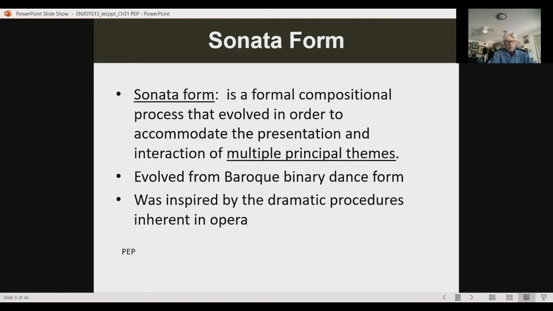So sonata form is a formal compositional process that evolved in order to accommodate the presentation and interaction of multiple principal themes. This is kind of an unusual form because it has 2 distinct themes, and that's the premise of the whole piece. It evolved from the Baroque binary dance form, and I'm going to look at that here. And it was inspired by the dramatic procedures inherent in opera. Remember opera? When did it start?